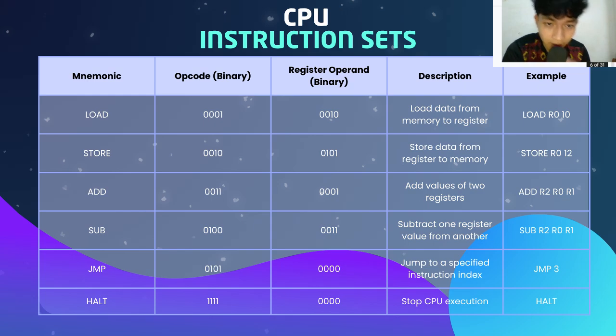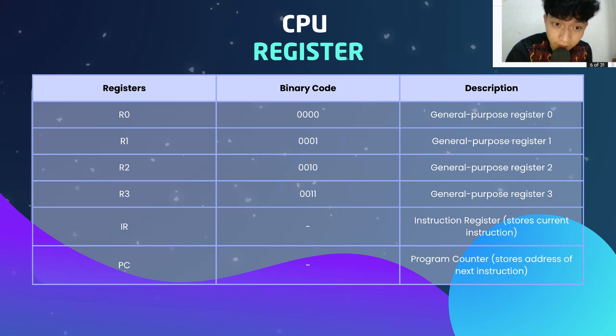Moving on, we go towards the CPU registers. For register R0, the binary code is 0000. The description is general purpose register 0. R1 has a binary code of 0001. It's the general purpose register 1. For R2, it has a binary code of 0010, which is the general purpose register 2. For R3, it has the binary code of 0011, with the description of general purpose register 3.